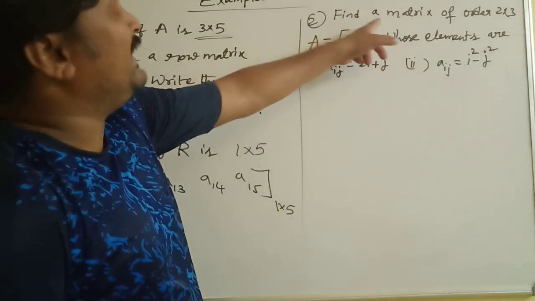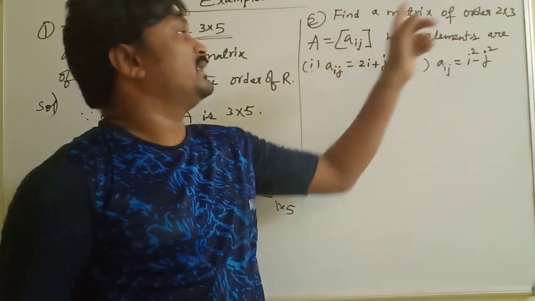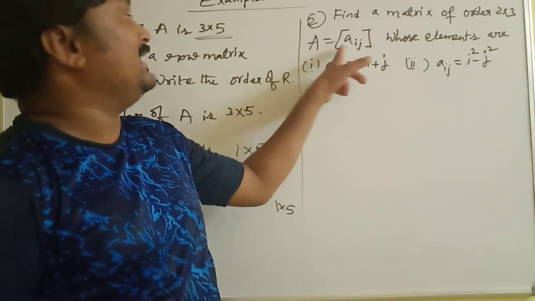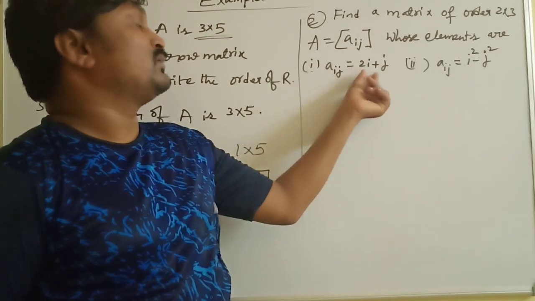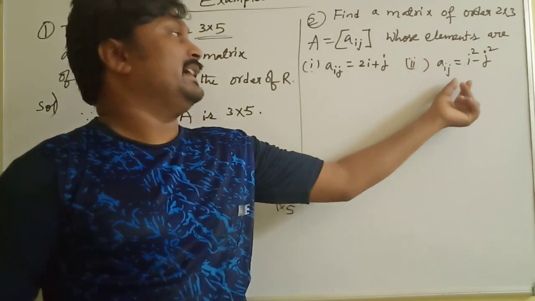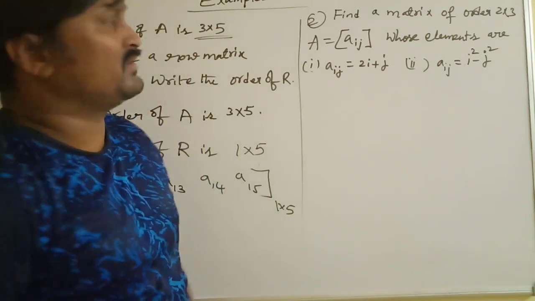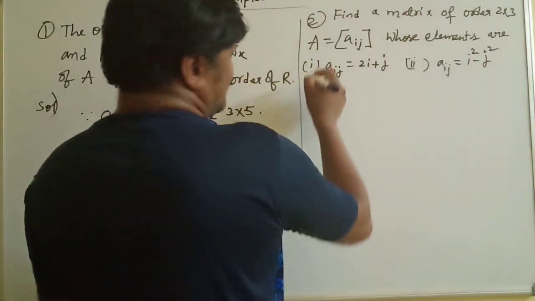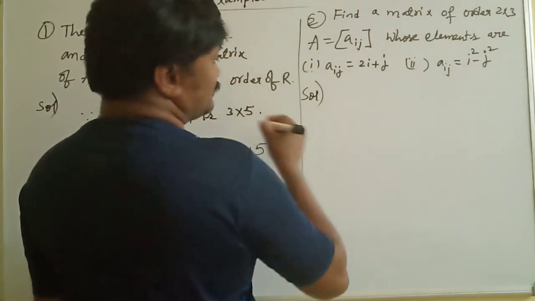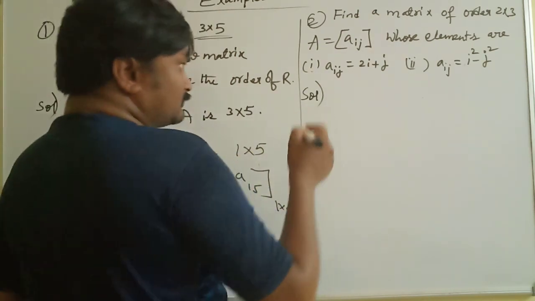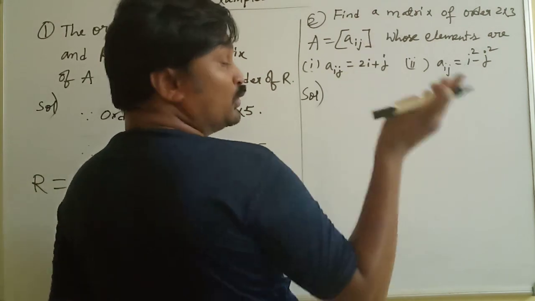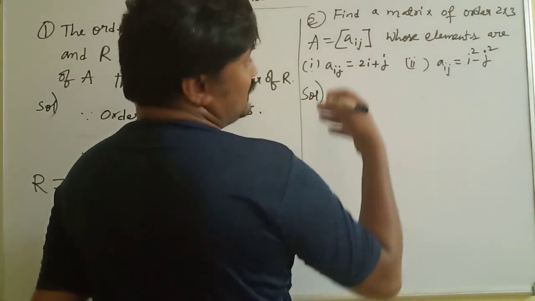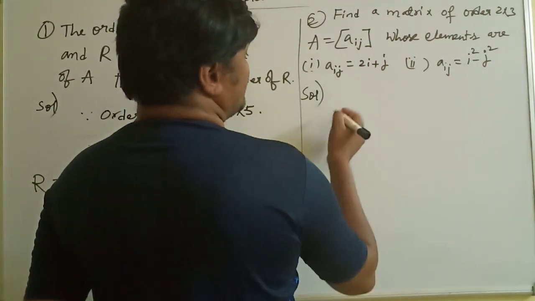And now find a matrix of order 2 by 3, A is equal to [aij], whose elements are aij is equal to 2i plus j, and aij is equal to i square minus j square. It is again a very simple one. So let me solve that. Solution: here they said 2 by 3, so 2 rows and 3 columns. Let me write the general form first.